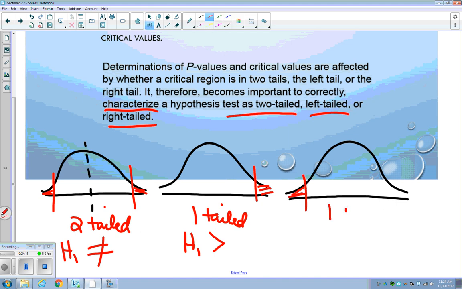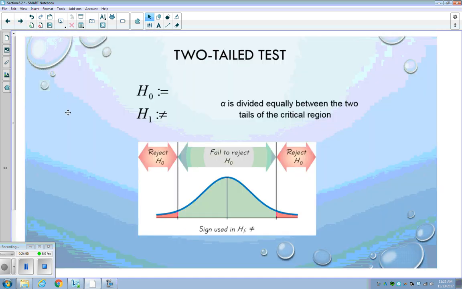And of course, this is still a one-tailed test, and it's when my alternative says less than. Those are the only three symbols that I can have in my alternative hypothesis: less than, greater than, or not equal to. That's what determines what type of tail I have, either a two-tailed or a one-tail, and for the one-tail it's either greater than or less than. Okay?